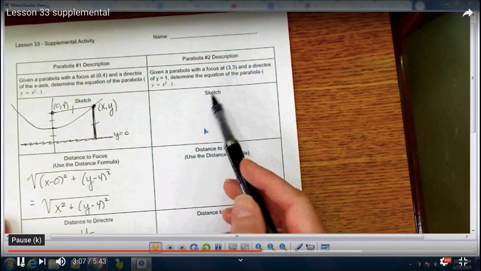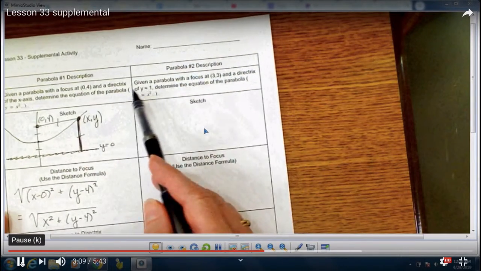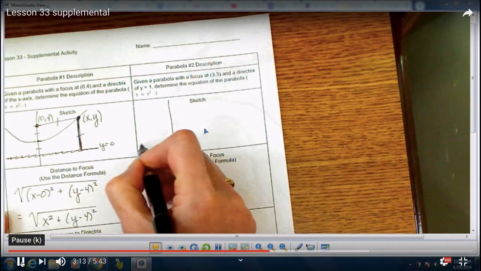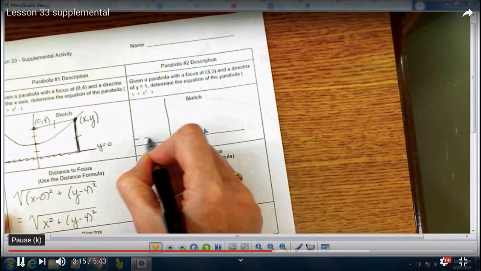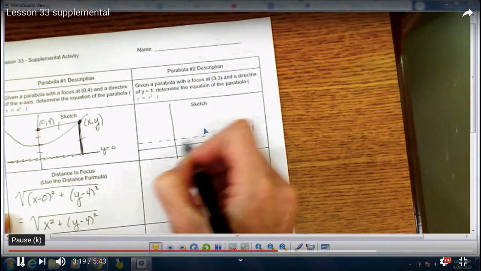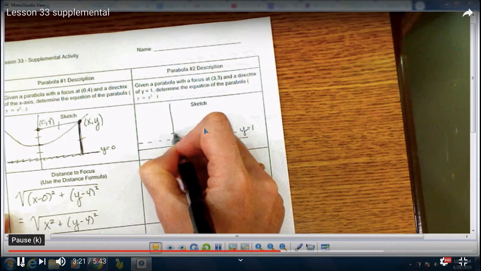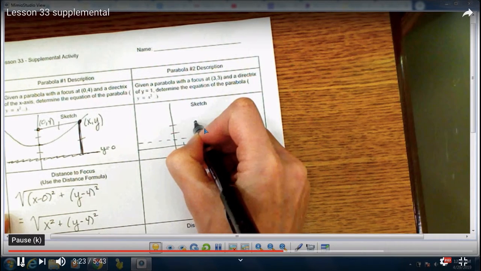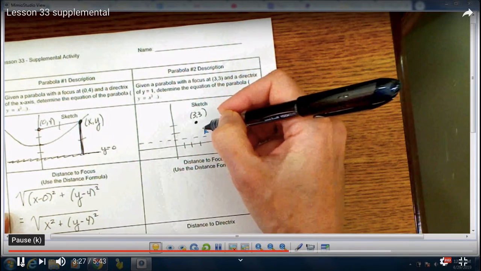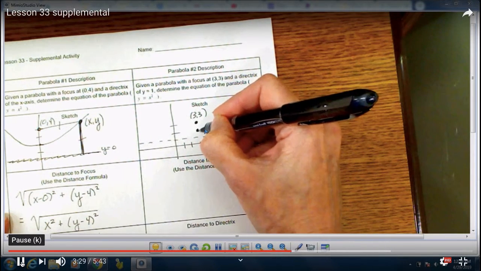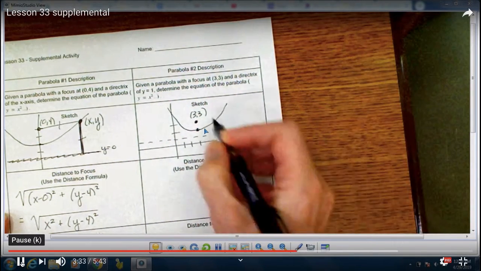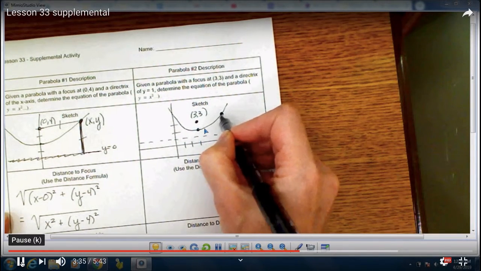Okay, I'm going to get this one partially set up. So I have a focus at 3, 3. Oh, I should have moved my mouse when I was making this video. And I have a directrix of y equals 1, 2, 3, 2, 3 right there. There's my point. Okay. All right, so my focus is at 3, 3. My vertex would be halfway in between.